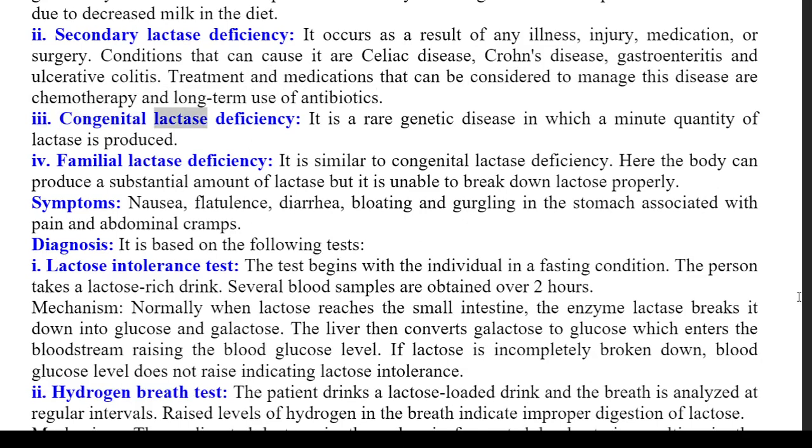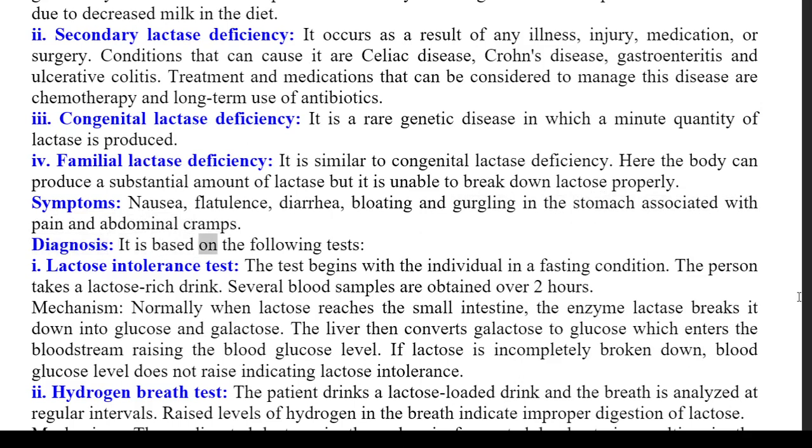3. Congenital lactase deficiency. It is a rare genetic disease in which a minute quantity of lactase is produced. 4. Familial lactase deficiency. It is similar to congenital lactase deficiency. Here the body can produce a substantial amount of lactase but it is unable to break down lactose properly. Symptoms: nausea, flatulence, diarrhea, bloating and gurgling in the stomach associated with pain and abdominal cramps.